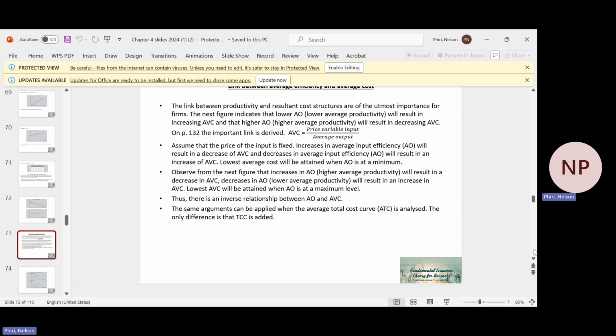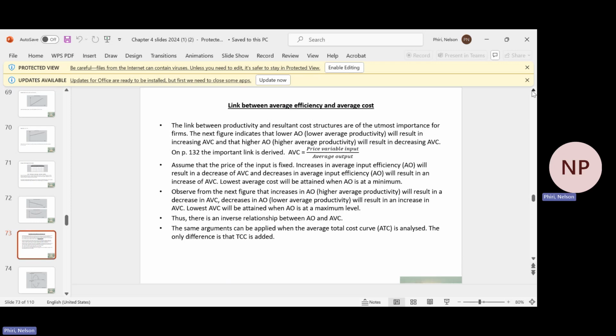Then let's look at the next slide, which looks at the linkage between average efficiency and average cost. So efficiency is to do with the ease of production. So if our productivity is increasing, this overall reduces our average cost. And if our productivity decreases, it increases our unit cost.